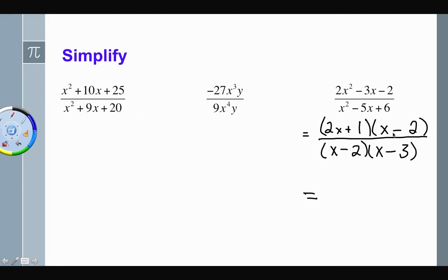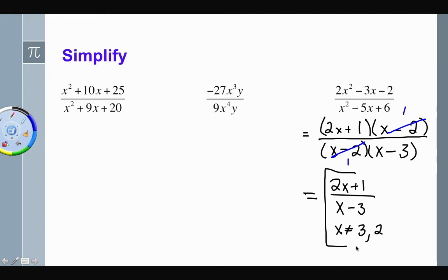If I simplify this down, I have an x minus 2 in common with an x minus 2. And so the leftover fraction is 2x plus 1 over x minus 3, and then I have to make my statement: x cannot be 3, and x cannot be 2, because that's from the original problem before canceling.